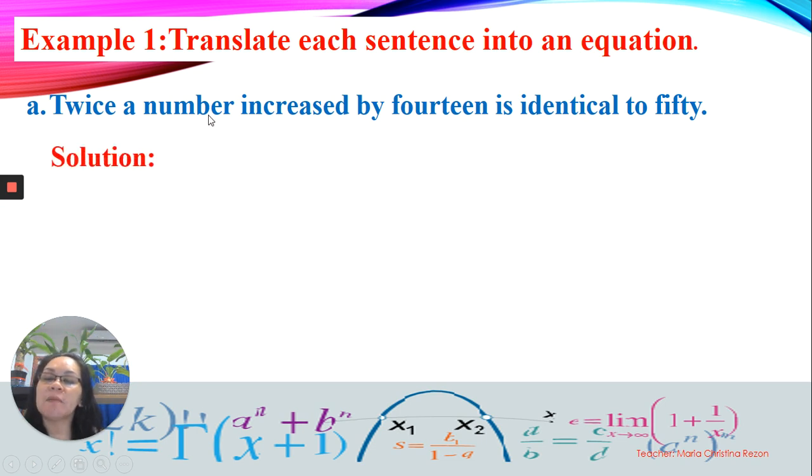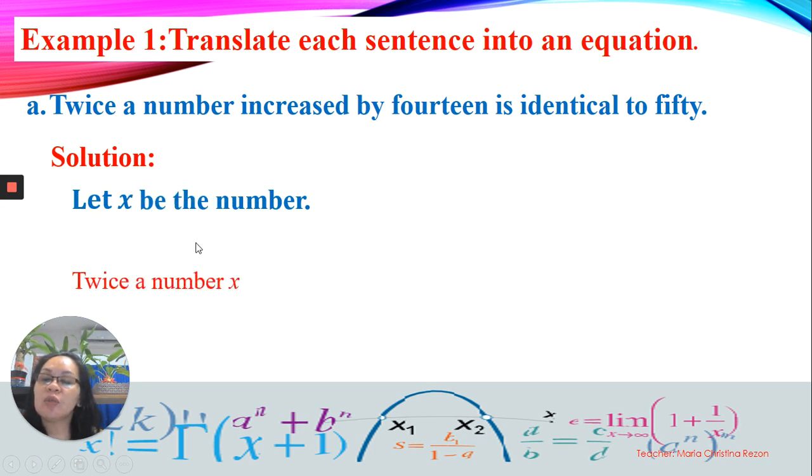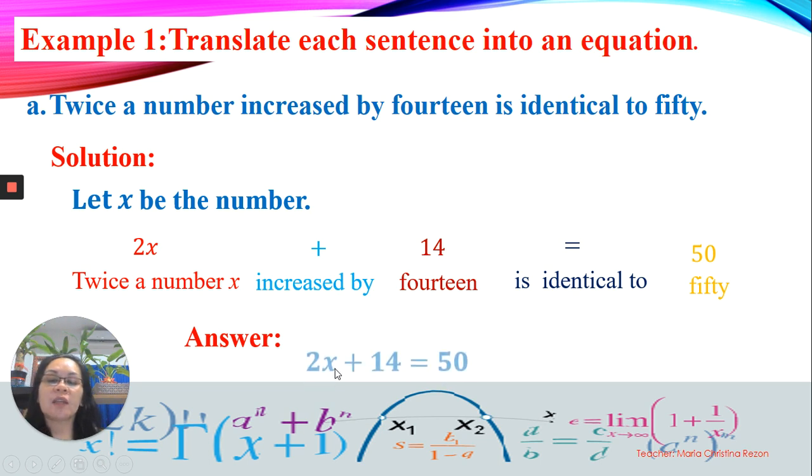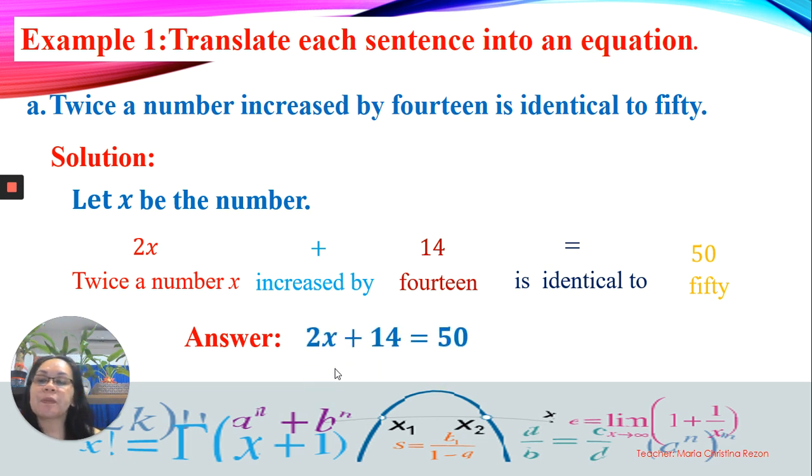So you'll have twice the number. So let x be the number. Twice the number, that is 2x, and increased by means you are actually adding 14. You'll just write the number 14, and is identical to, that means is equal to, and then 50. So your final answer is 2x plus 14 equals 50.